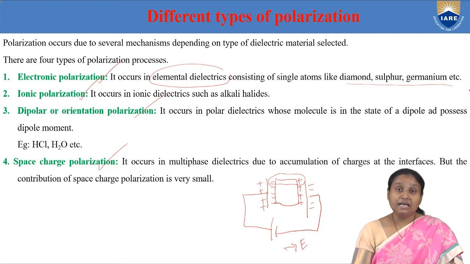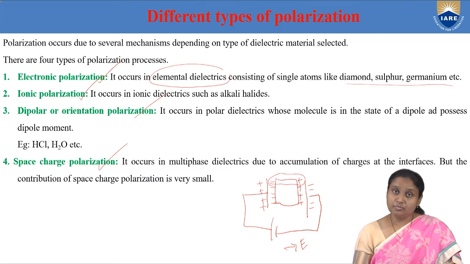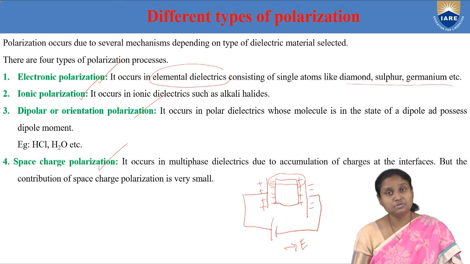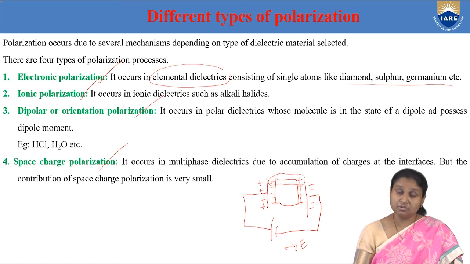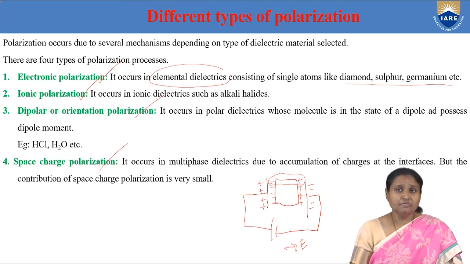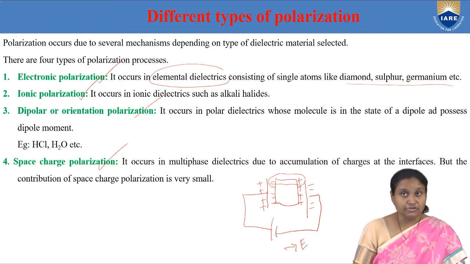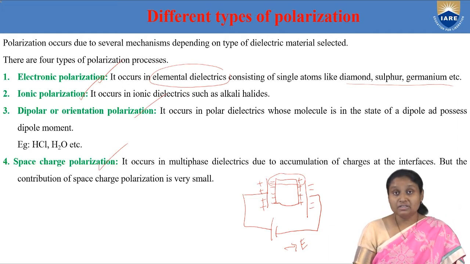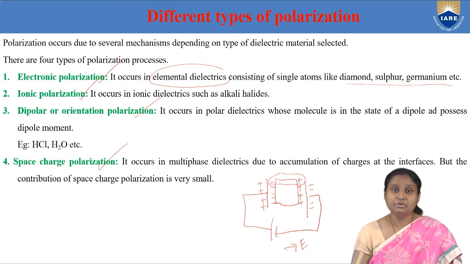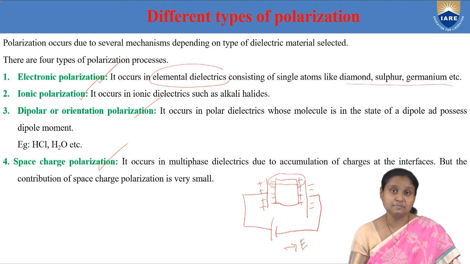Suppose you take diamond, we know that it is made up of carbon atoms. So it is made up of mono atoms, which are carbon atoms. Similarly, sulfur is made up of sulfur atoms, and germanium is also made up of germanium atoms. When we consider such elemental dielectrics and subject them to an external electric field, we observe that the level of polarization will be different. That polarization is called electronic polarization. In our next slides, we are going to discuss in detail what exactly this polarization is.